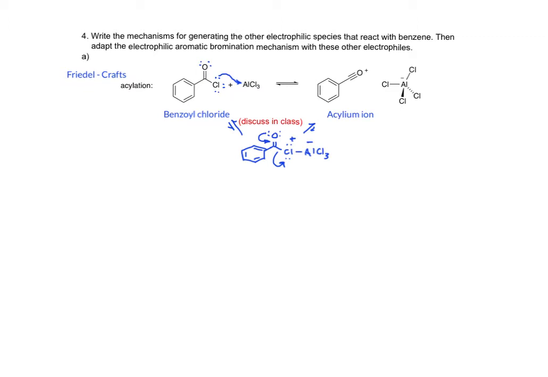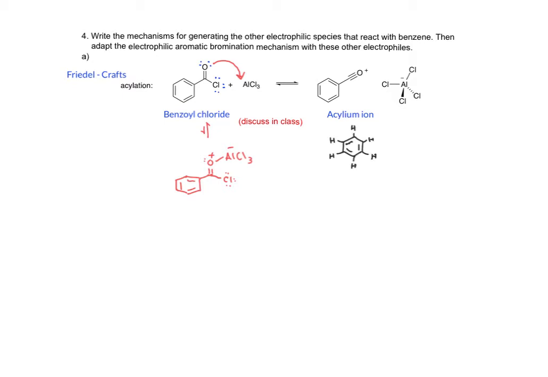But there is another possible mechanism to consider, and that involves the nucleophilic addition of the electronegative oxygen to aluminum trichloride. In the class, we'll discuss the pros and cons of these two reactive intermediates, both of which are electrophiles that could potentially react with benzene.